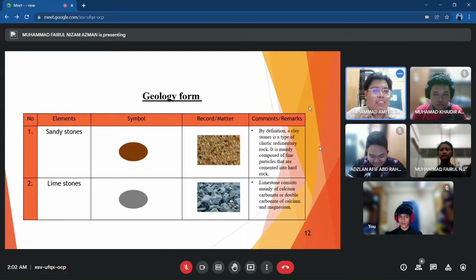Next is geology. First element is sandy stone. By definition, a clay stone is a type of clastic sedimentary rock. It is mainly composed of fine particles that are cemented into hard rock. Second element is limestone. Limestone consists mainly of calcium carbonate or double carbonate of calcium and magnesium.